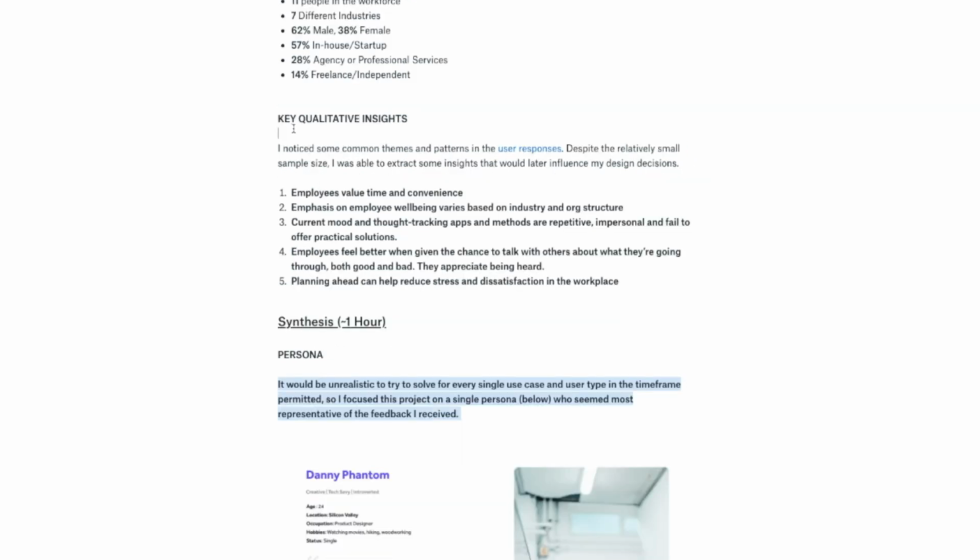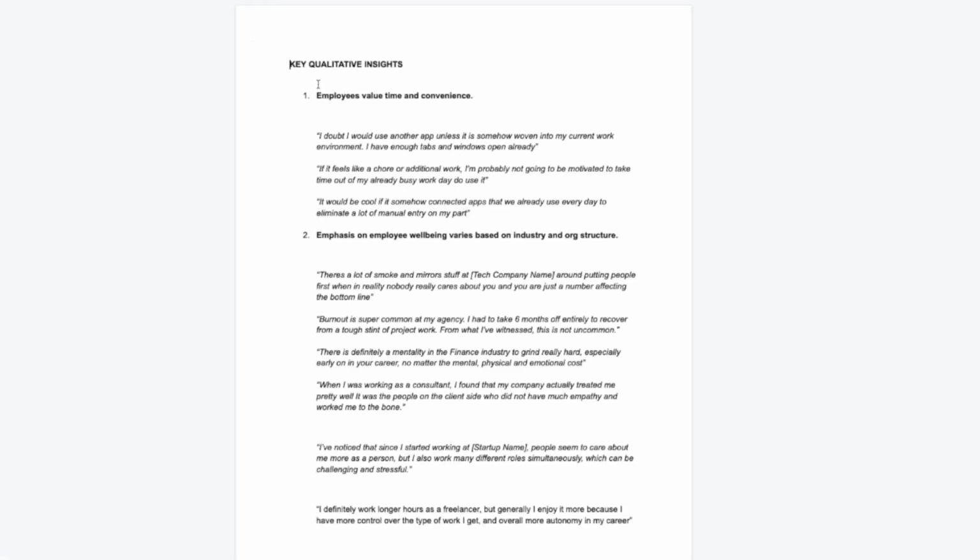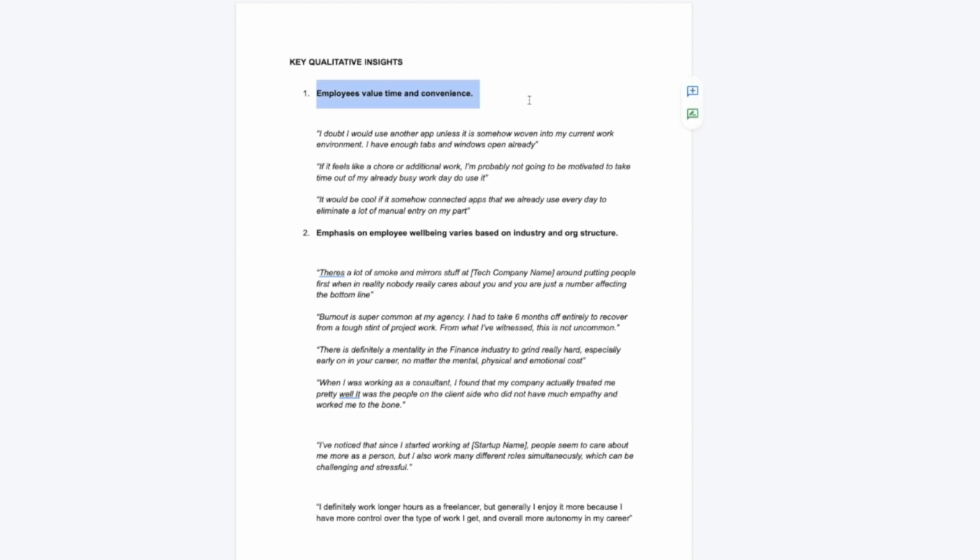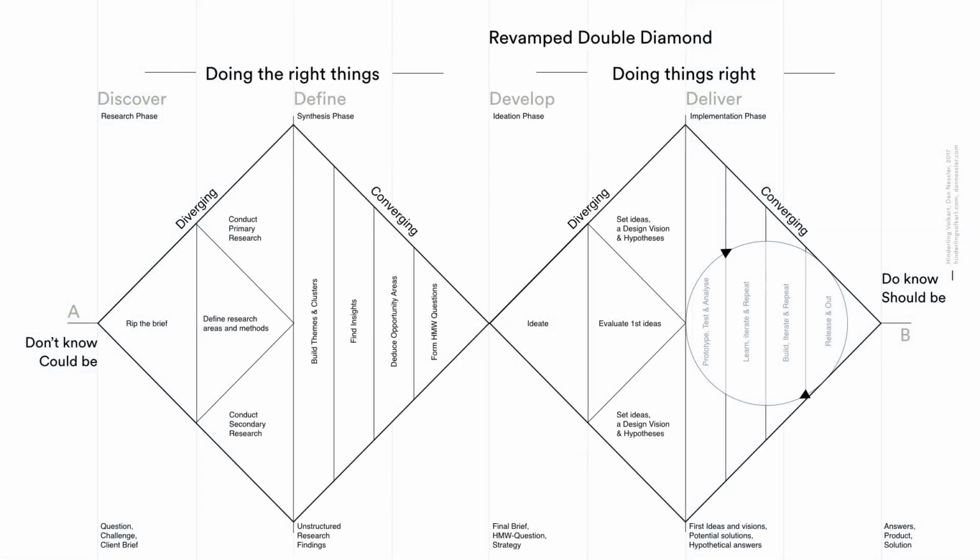And then from those responses, I was able to organize the responses into common themes and patterns. So I'll just show you some of the insights that I gathered. In bold are the insights, and italicized here are the actual responses. So it's that idea of synthesis, right? We went wide, now we're going narrow. We're organizing all of this unstructured research findings into structured themes and insights.